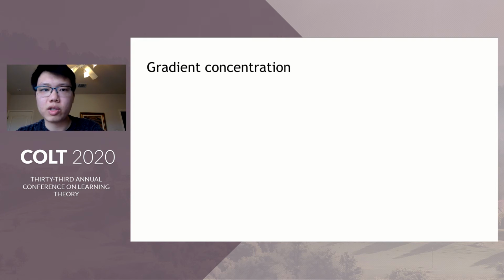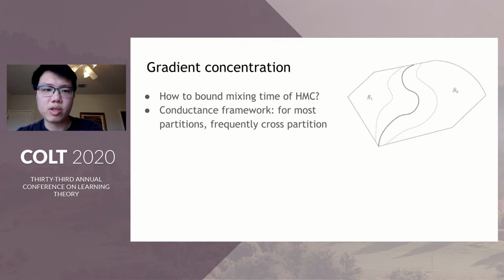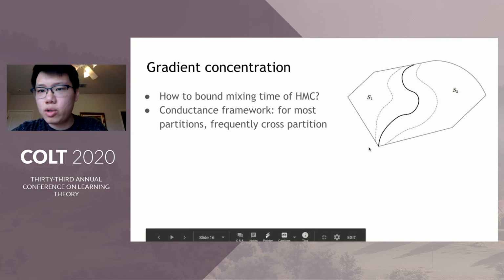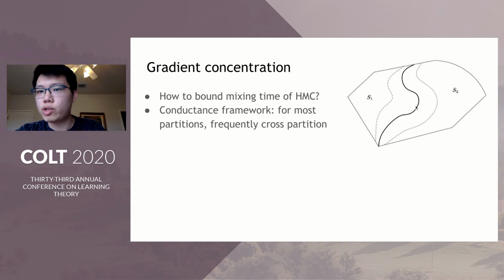Now let's see where gradient concentration comes into play. So how do you actually bound the mixing time of this algorithm? As other metropolized algorithm analyses, we follow the conductance framework. And the basic idea behind this framework is that for most partitions, you frequently cross the partition. So consider some partition of the distribution. The main idea is in two parts. You want to argue that this is not a bottleneck partition. So first, you want to show that for most of the points from this density, they lie close to the partition. And second, you want to say that for most of the points lying close to the partition, they cross very frequently. And the idea here is that this means that your random walk cannot get stuck anywhere.